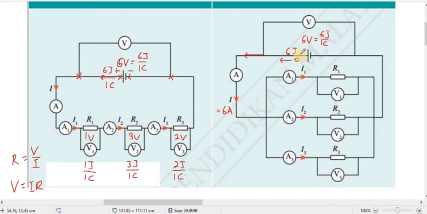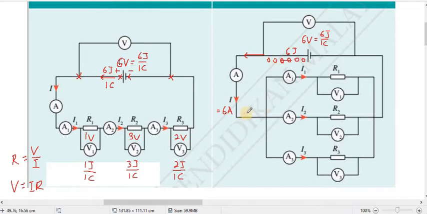6 coulomb. Remember, 6 ampere means every 1 second, 6 coulomb of charge pass through. So every 1 second, 6 coulomb of charge come out. 1, 2, 3, 4, 5, 6. Every 1 second, 6 coulomb of charge come out. And every 1 coulomb of charge carries 6 joule of energy.